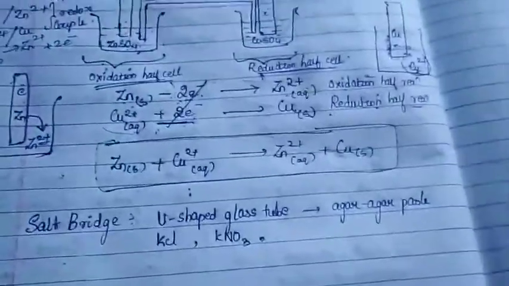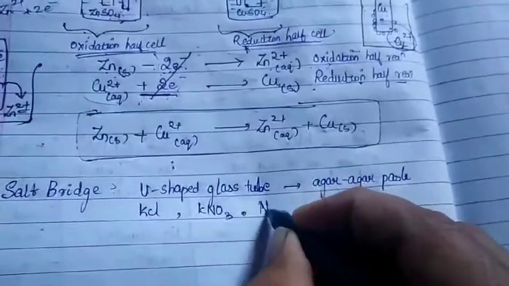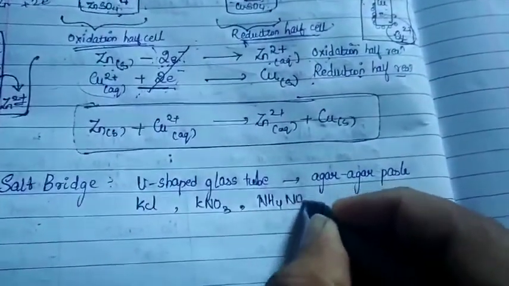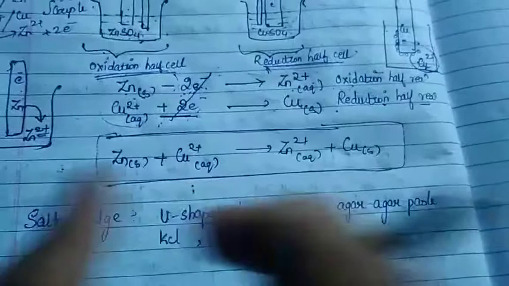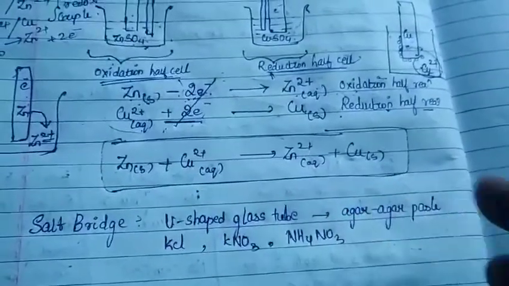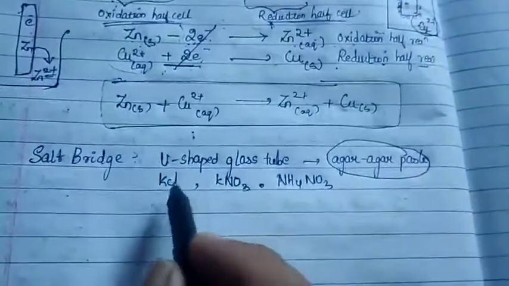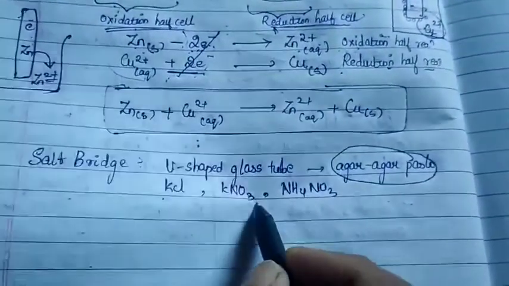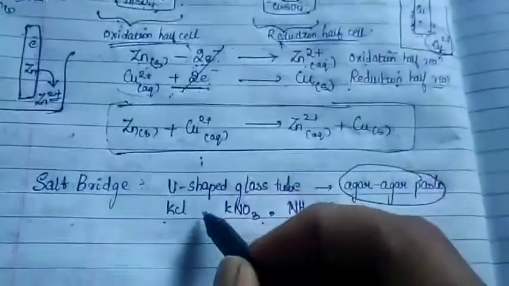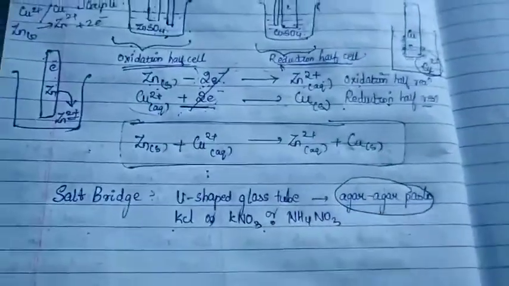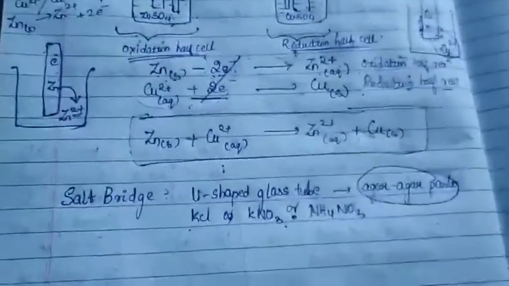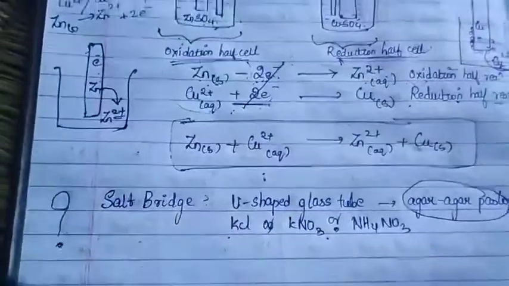And even it could be your ammonium nitrate. So a salt bridge, it is a U-shaped glass tube which will be containing agar-agar paste. Along with that one, you will be having potassium chloride or potassium nitrate or ammonium nitrate. Question arises, sir, why we are using this salt bridge?